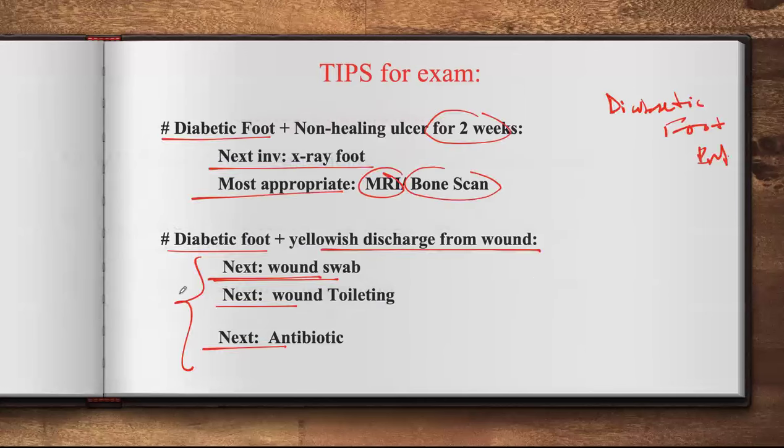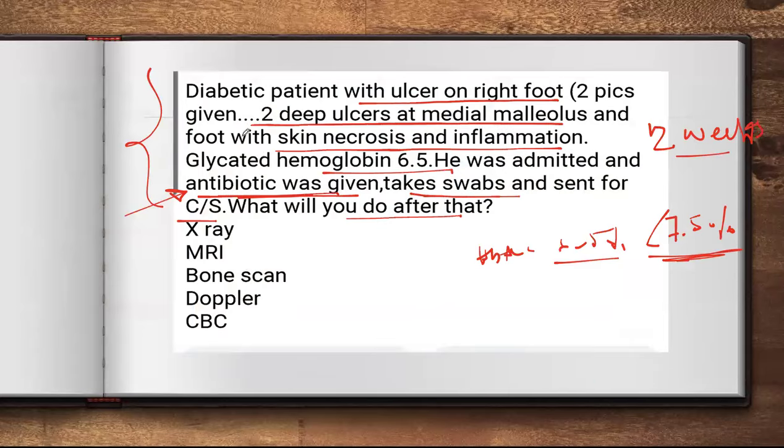So if we now come back to our question, they took a swab, they started antibiotics, so they have already started the treatment of infection, but this is a non-healing ulcer for 2 weeks. If you look at this option, you know that they are thinking of osteomyelitis. You have got the options of X-ray, MRI, bone scan, right? Why will Doppler be important? For a diabetic patient, Doppler is important to rule out any associated peripheral vascular disease. Complete blood count is not going to give us anything in here. So what will you do after that? That means next step. Are we going to do an X-ray, MRI, or bone scan? That's the question.